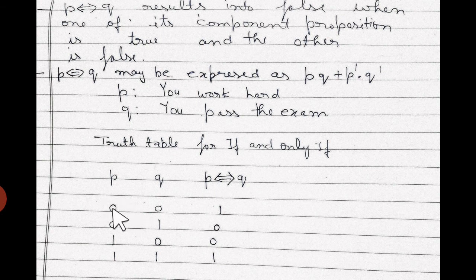Now we understand this in terms of the given example. Here P is 0, that means you do not work hard. Q is 0, that means you do not pass the exam. So you do not work hard, you do not pass the exam. Then 0, 1, that means you do not work hard, you pass the exam. Not possible, it is 0. Then in the third row, you work hard and you do not pass the exam. That means it is false, not possible. The last one says you work hard, you pass the exam. True. So that is why it is 1. I hope everybody has understood it well.